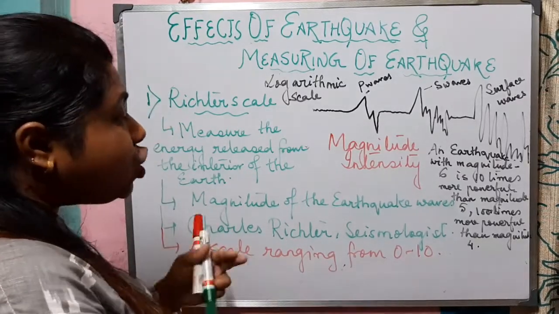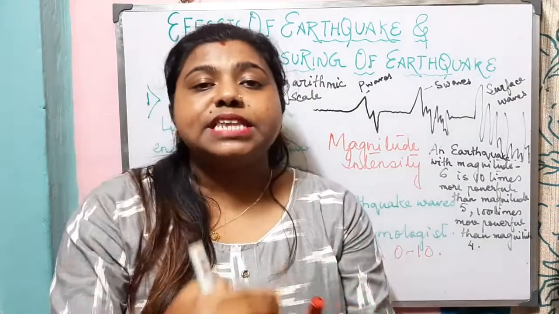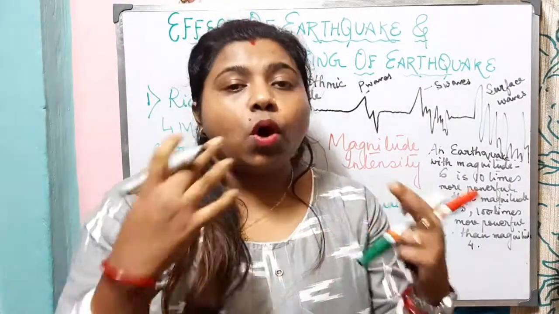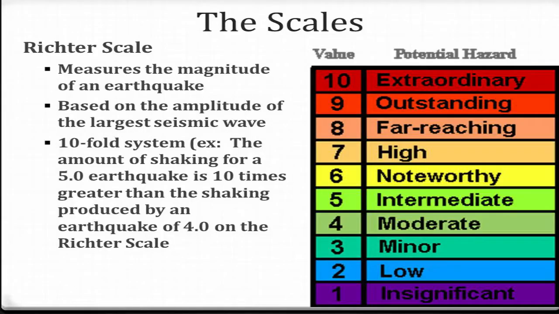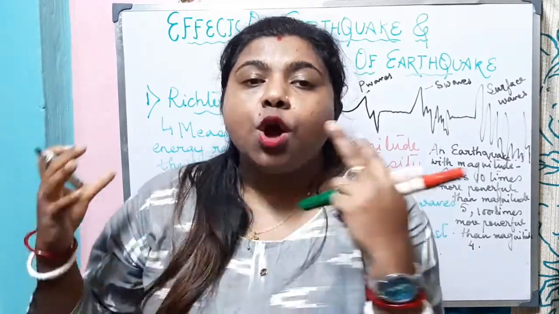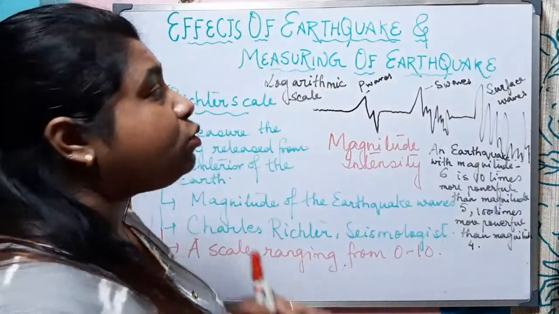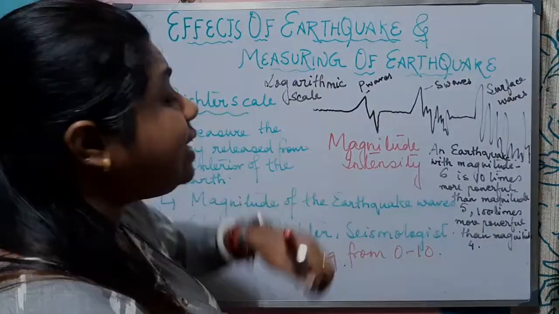When the magnitude is more than 5, that means now it is becoming disastrous. The walls will break, the objects will fall down. As the magnitude increases above 6, it leads to collapse of buildings. And more the magnitude increases, more will be disastrous the effect of earthquake. Now let us know about the next scale by which we measure intensity.